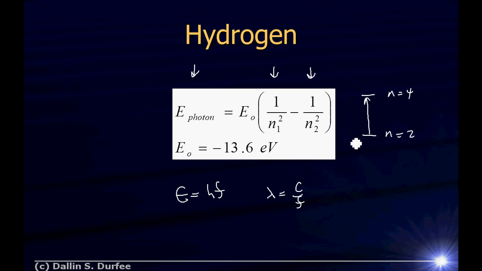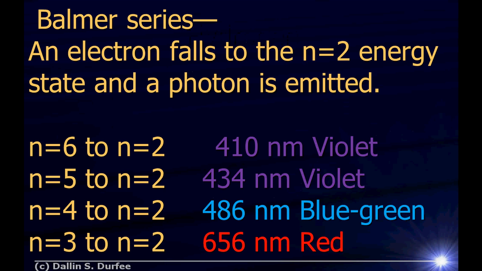But I say why, but there's really not a why here. This is just sort of an empirical theory, right? So, for example, an electron falls into the n equals 2 energy state and a photon is emitted. If it falls from the n equals 6 state to the n equals 2 state, you plug it into the equations I showed before and you find that the photon will have 410 nanometers. If it falls from the n equals 5 state to the n equals 2 state, it'll emit a photon with a wavelength of 434 nanometers, and so forth.